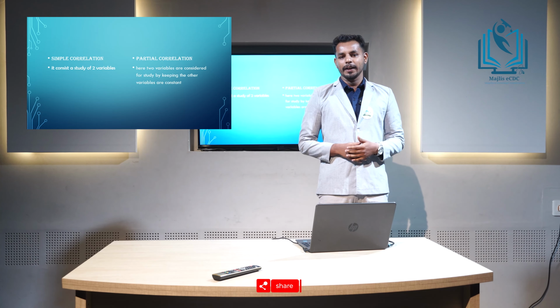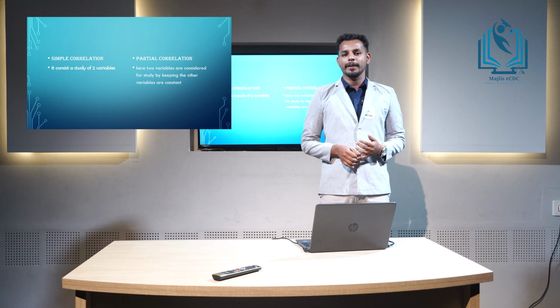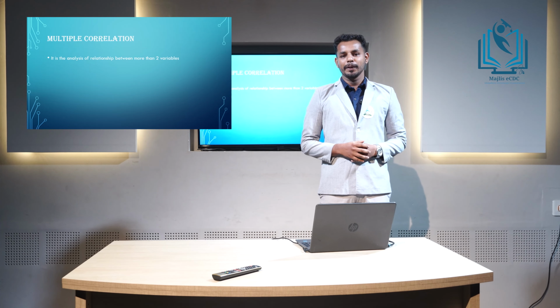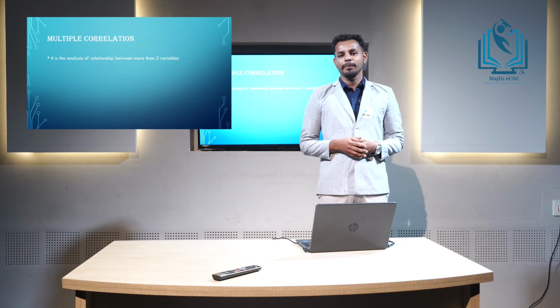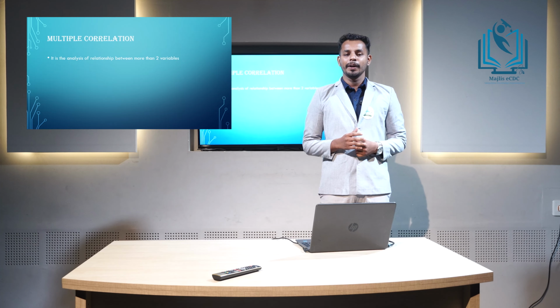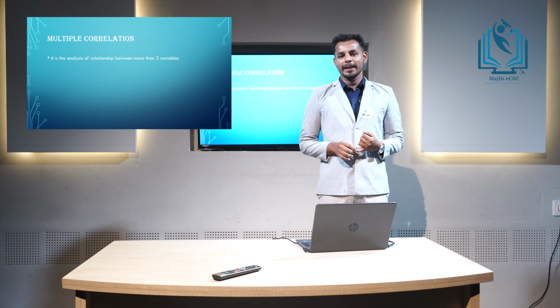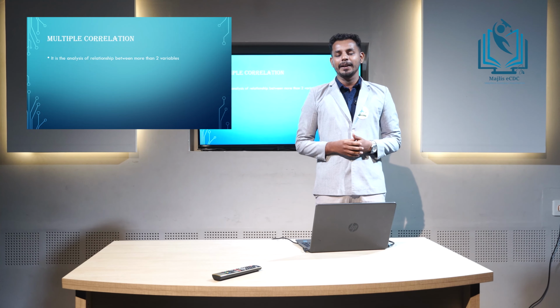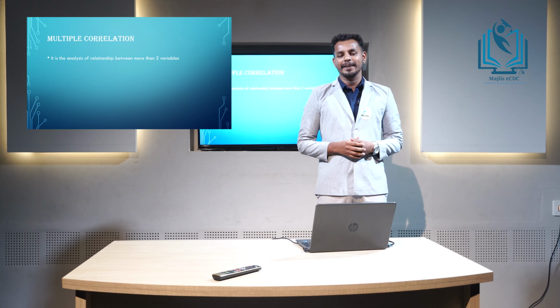Along with simple correlation, we also have partial correlation. Under partial correlation, we study only two variables by keeping other variables constant. The fifth type of correlation is multiple correlation. It is used when we have more than two variables, to find the relationship between more than two variables. So simple correlation is used for analyzing the relationship between only two variables. Partial correlation is used to find the relationship between two variables by keeping other variables constant, and multiple correlation is used to find the relationship between more than two variables.